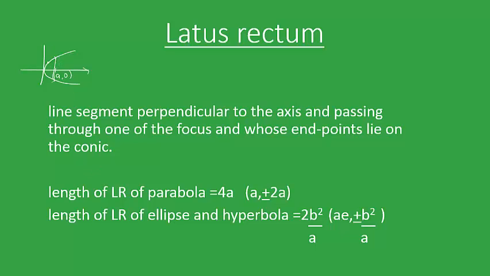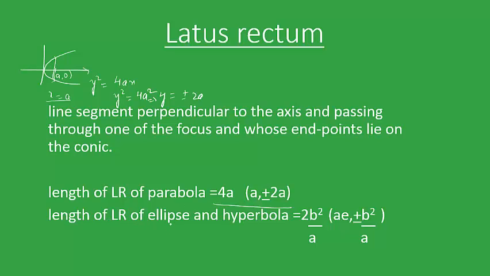You can derive its length and the points at which it strikes the parabola by simply noting that this line is x equals a. Just putting x equal to a in our general parabolic equation, y square equals 4ax, we obtain y square equals 4a square, which gives us y equals plus minus 2a. So we have derived the points at which it strikes, that is a comma plus minus 2a, and the length of this latus rectum will be 2a plus 2a, so 4a.